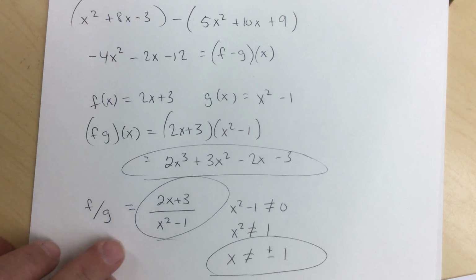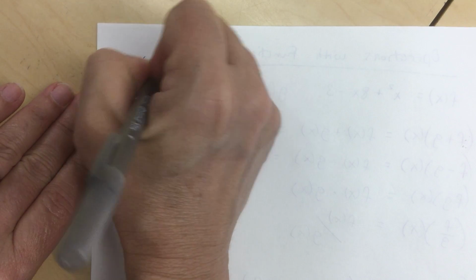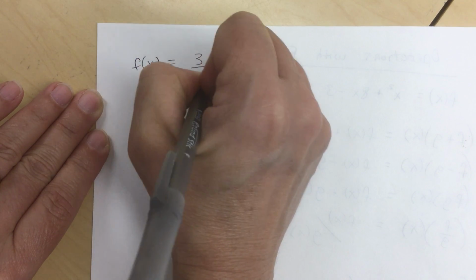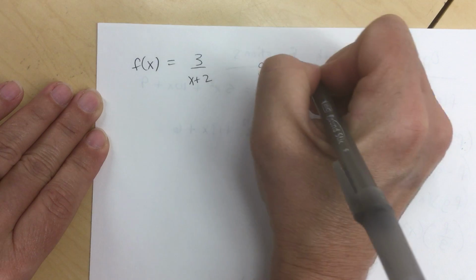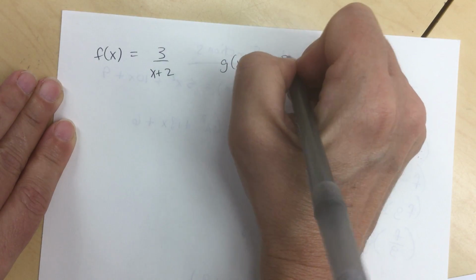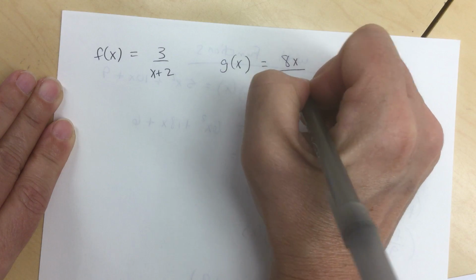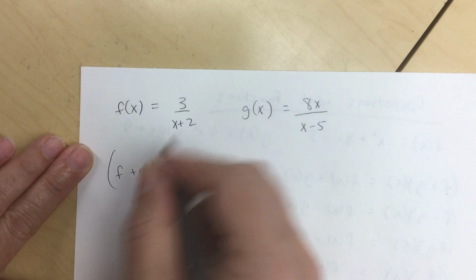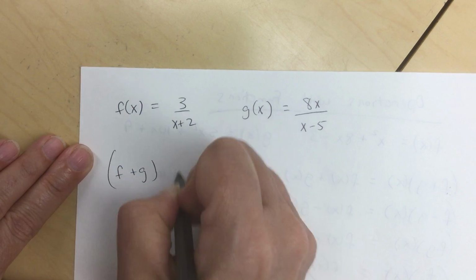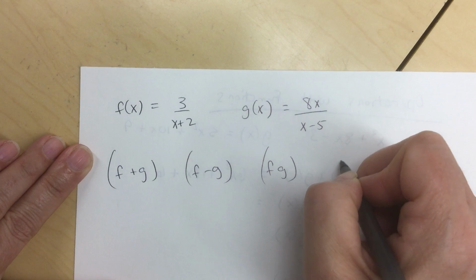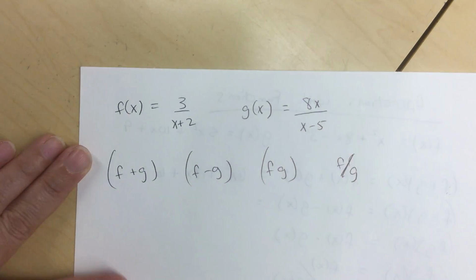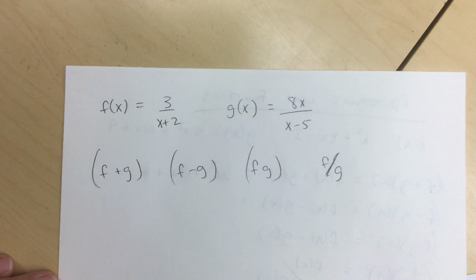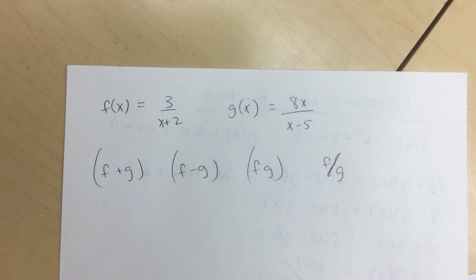The tricky part will be if you have fractions. So let's say f of x is 3 over x plus 2, and g of x is 8x over x minus 5. Okay, so let's do f plus g, f minus g, f times g, and f divided by g. So I'm going to pause the video now, and then we'll work these together as a class, and then I'll restart the video.